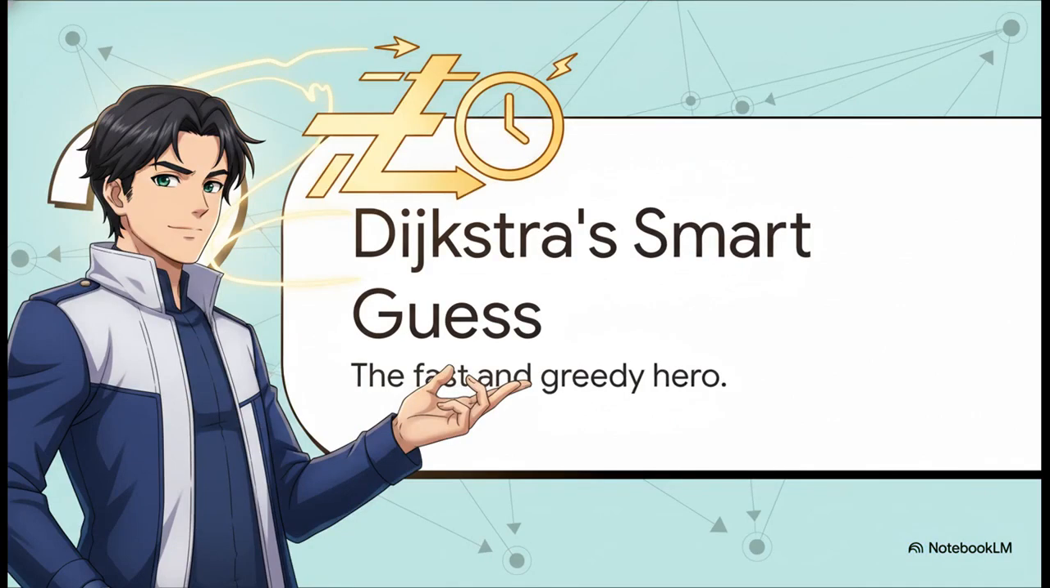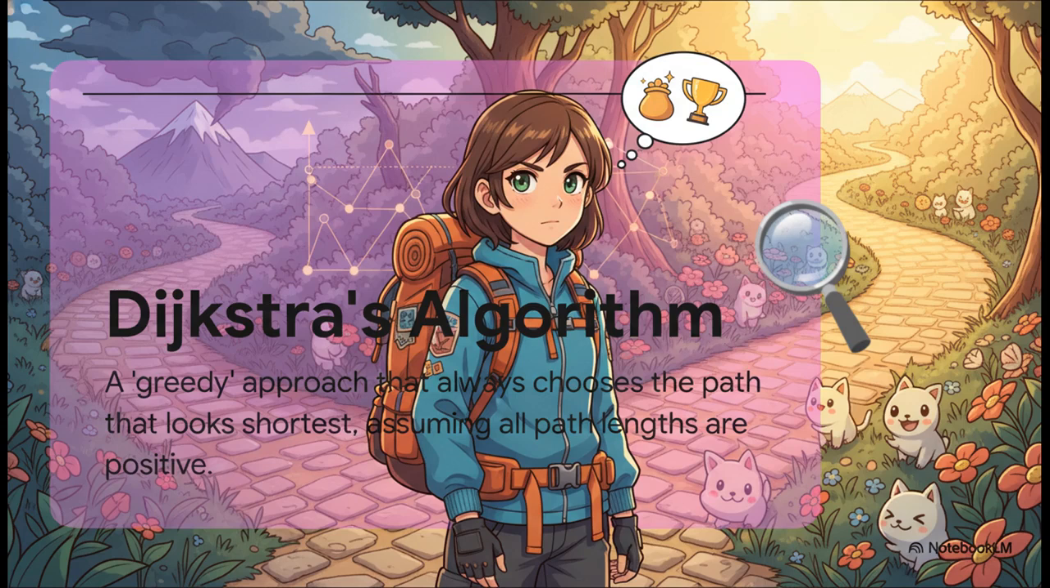Okay, let's meet our first contender. Dijkstra's algorithm, which has been around since 1959, is pretty much the rock star of shortest path problems. It is incredibly fast, super efficient, and that's why it's the default choice for so many different applications. The secret to Dijkstra's speed is its greedy approach. Now, what does that mean?